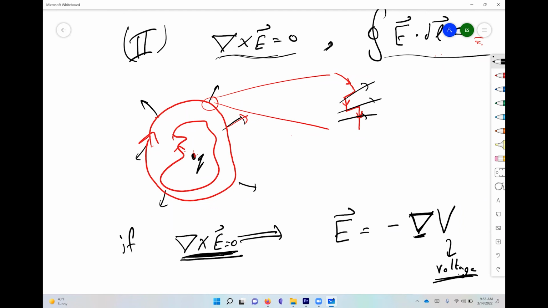If curl E is not 0, then the voltage does not exist. Okay? And actually, the electrical voltage, or potential, only exists in electrostatics. It does not exist in general, because in general, if you have dynamics, if you have charges that are moving, curl E turns out not to be 0. It's going to be equal to the magnetic current. But for now, in electrostatics, the curl E is 0.